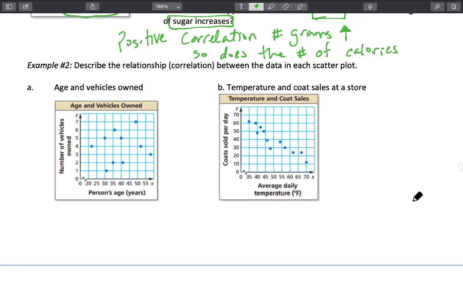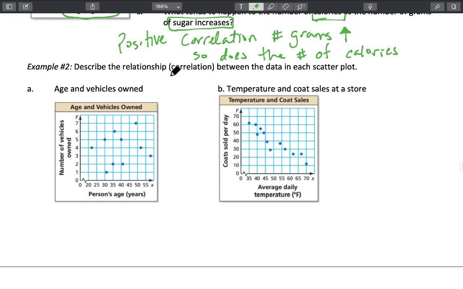And example 2 just wants you to describe that relationship, or the correlation, between the data in each scatter plot. So we're going to take a look at the number of vehicles owned here, and then the person's age. All right, so is there any kind of relationship? Can you draw a line that fits the majority of that data? Do you see a pattern there? And it doesn't really look like there's a good pattern. So for these two variables, I'm going to say that there is no correlation.